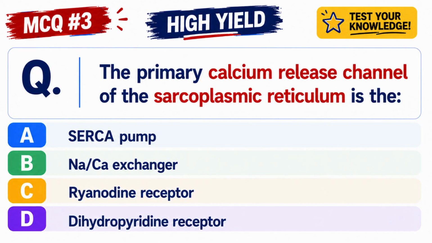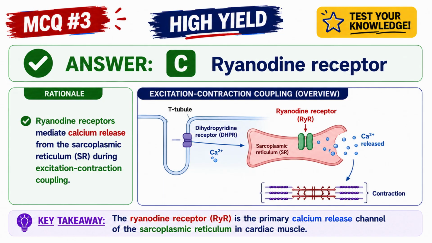Question 3. The primary calcium release channel of the sarcoplasmic reticulum is the A. SERCA pump, B. Sodium-calcium exchanger, C. Ryanodine receptor, D. Dihydropyridine receptor. The answer is C. Ryanodine receptor. Here's why. This is the heart of excitation-contraction coupling, the process that links the electrical action potential to mechanical contraction.